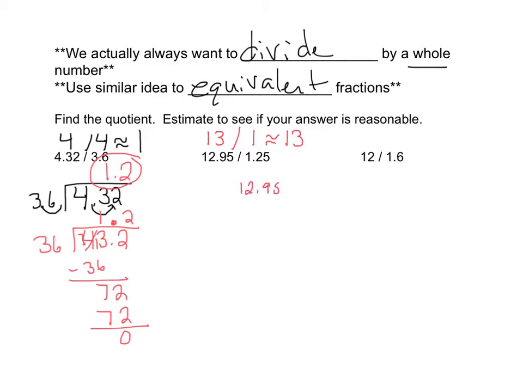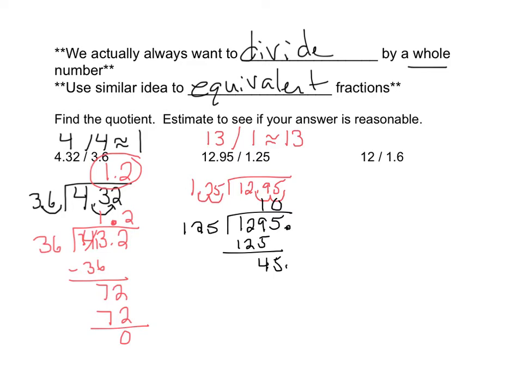So we have 12 and 95/100 divided by 1 and 25/100. I'm going to create that whole number, so I need to move my decimal point over 2 spots. Need to do the same thing in my dividend. So now we're actually taking 1,295 and dividing it by 125. So 125 goes into 129 once. Does not go into 45.